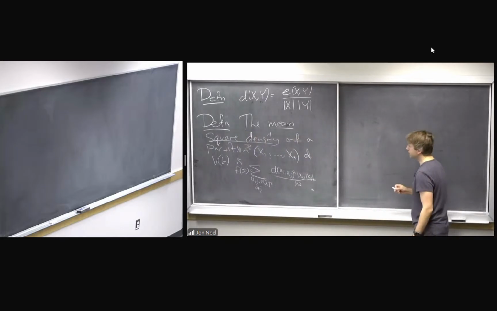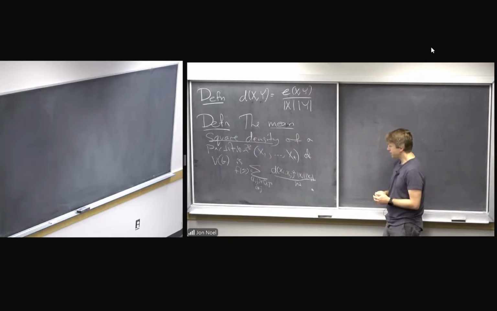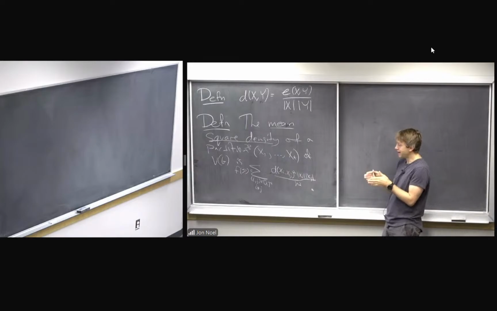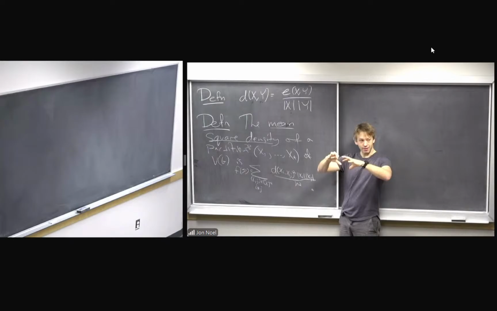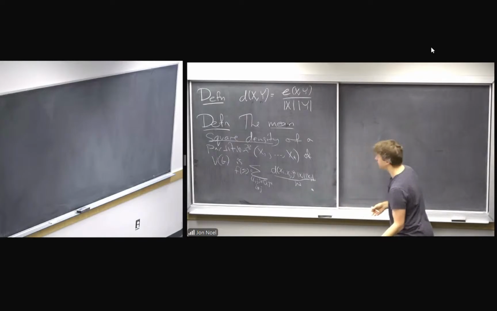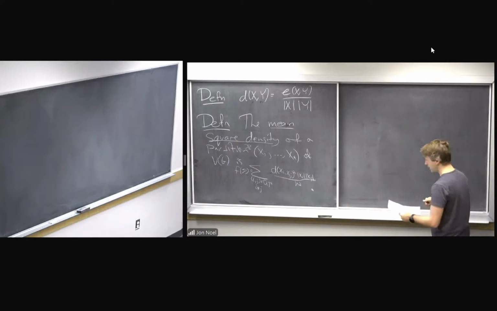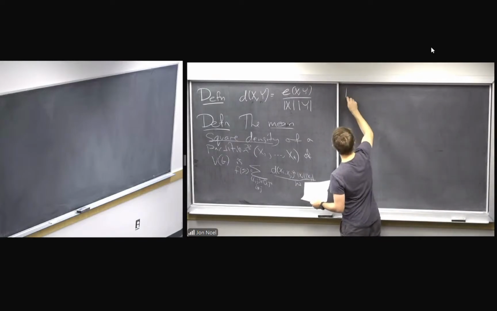One kind of cool thing about this quantity, and it's quite useful, is that if I take a partition and I refine it, so imagine I've got a partition, I chop up each part into smaller parts, the mean square density always goes up. Well, it doesn't go down. It's at least as large as it was before. So let's prove a lemma that's going to imply that.